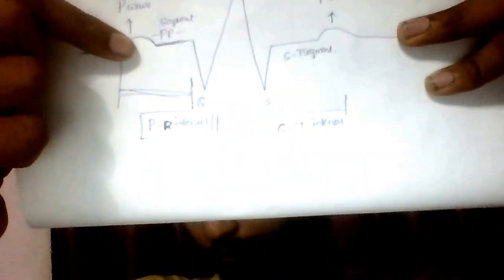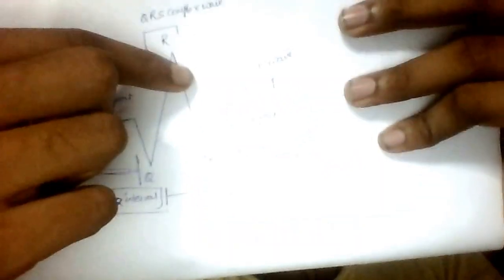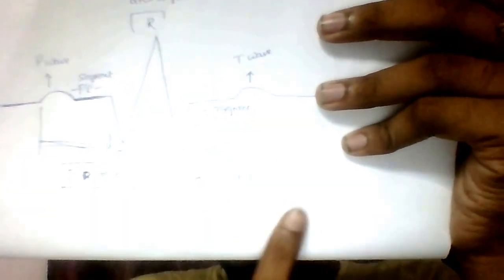In this diagram, you can see I drew a P wave, Q wave, QRS wave, and T wave, and some intervals and segments. I'm going to tell you all about this. But before I start to explain the ECG, you should know what actually happens when the heart beats.